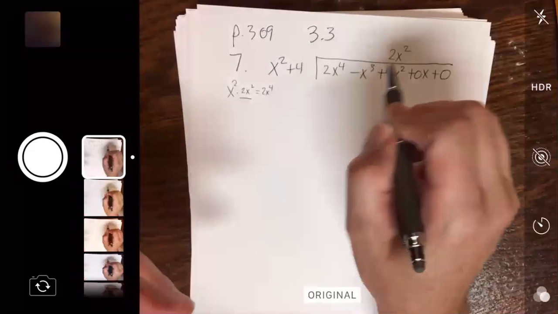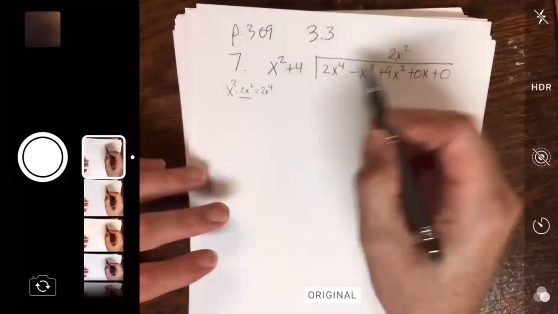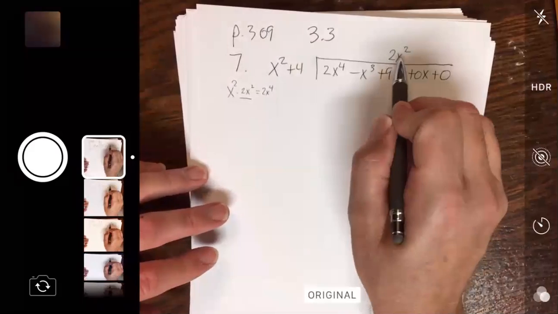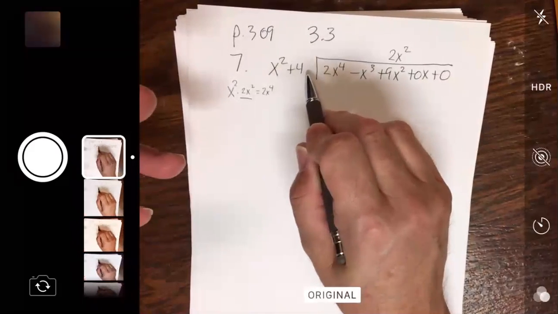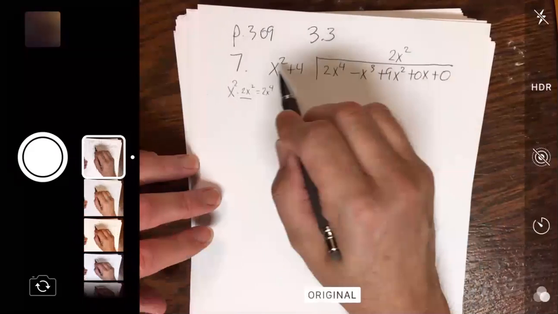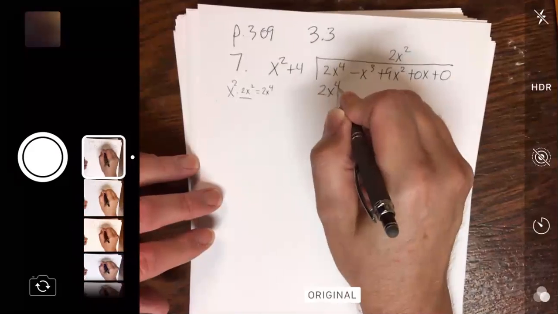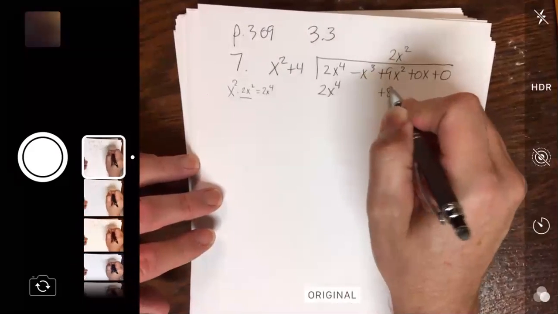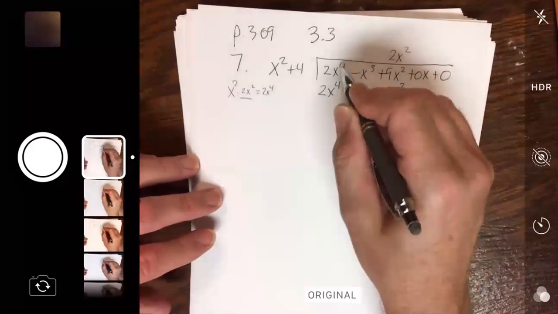So then what you do is you multiply back. The only difference between this and numbers is that with numbers, you just do numbers and write your answer down. With these formulas, you've got distributive properties. So when you multiply this back, you're multiplying all the pieces like it's a distributive property. So 2x squared times your x squared, that's your 2x to the fourth. And 2x squared times your 4, that's 8x squared. What you want to do is be very careful to line up your like pieces, your like powers.